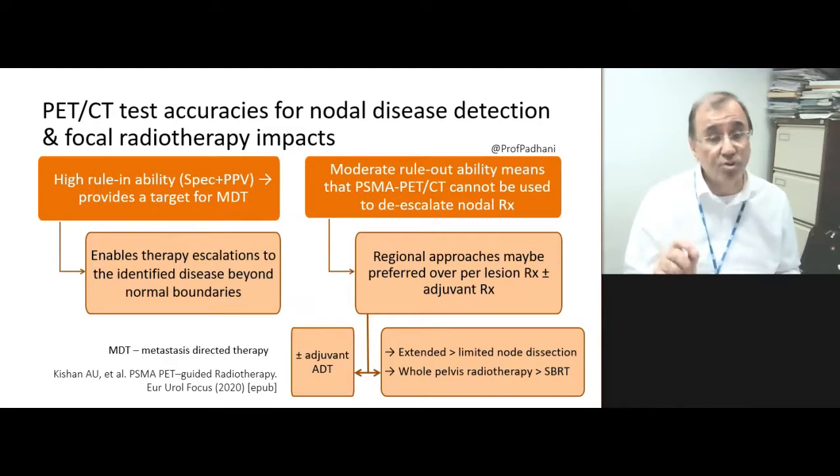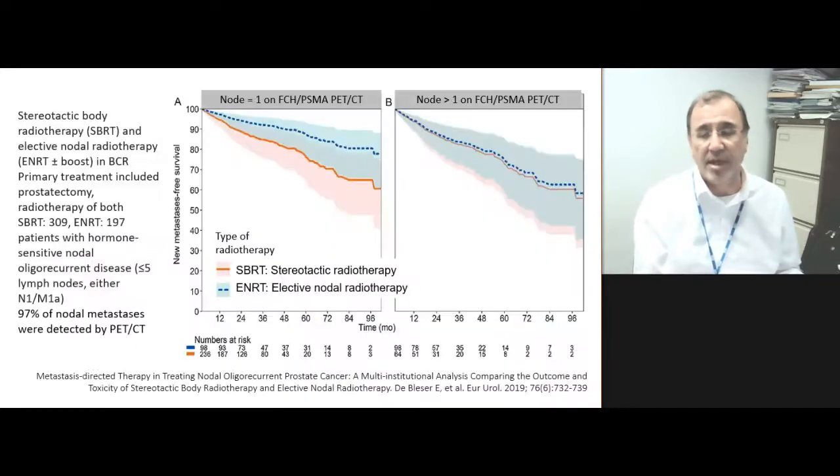However, the rule-out ability is, as we said, only moderate. The sensitivity is between 40 to 60%. And that means that regional approaches are preferred to lesion approaches, and you must consider using adjuvant treatments if you are going to do only targeted therapy. So putting that together, if you're going to do a lymphadenectomy, you want to think about doing a more extended dissection than a limited dissection. For pelvic radiotherapy, you may want to use pelvic side wall rather than focal therapy. And let me show you some data that supports that view.